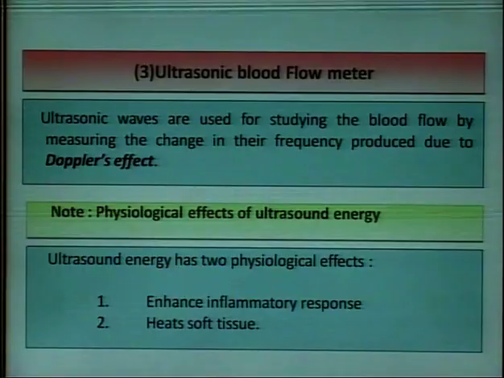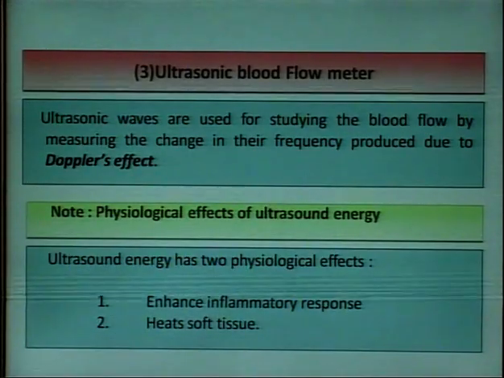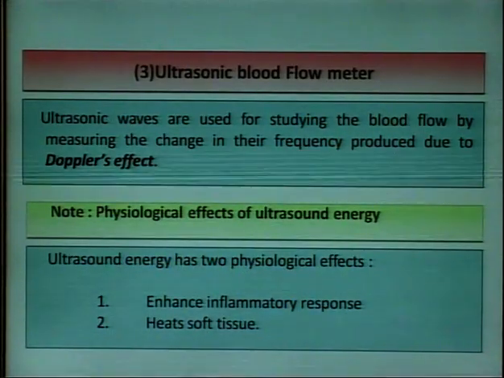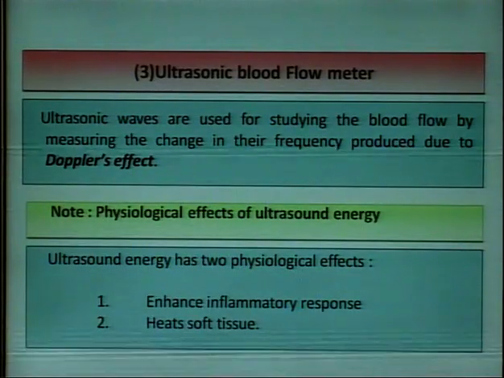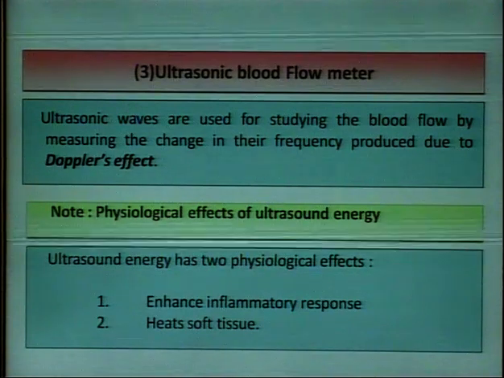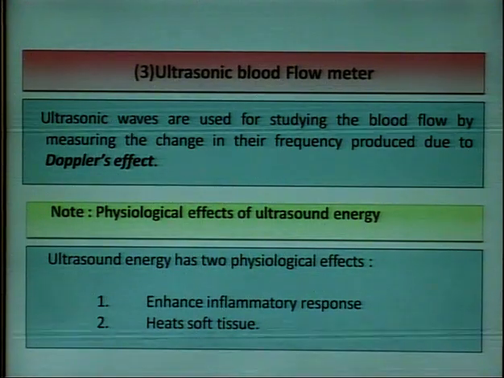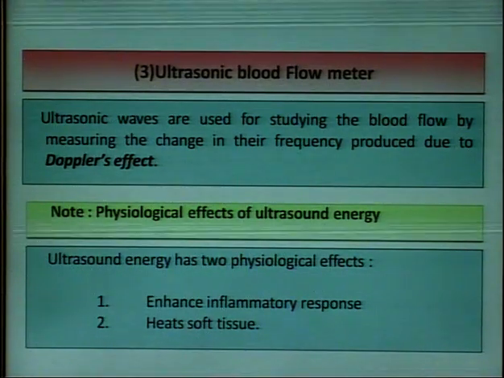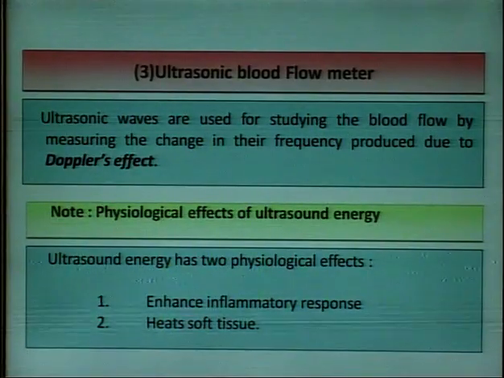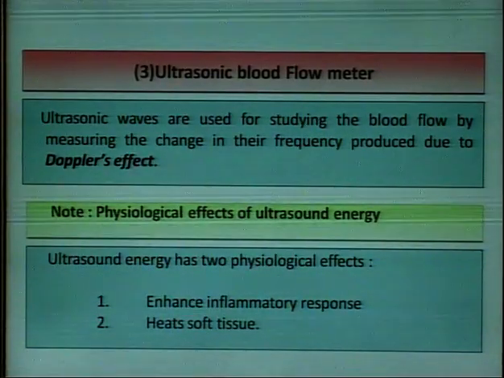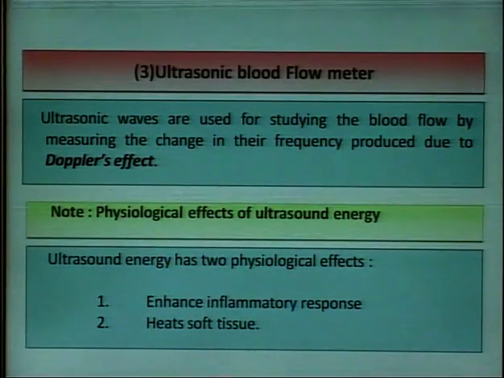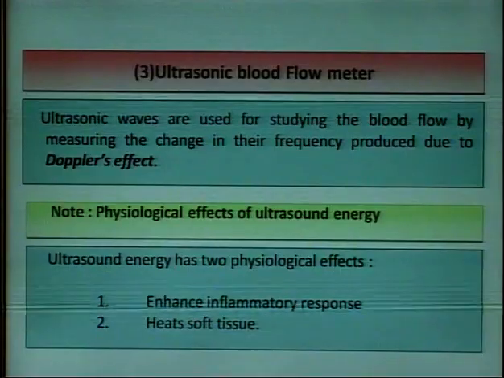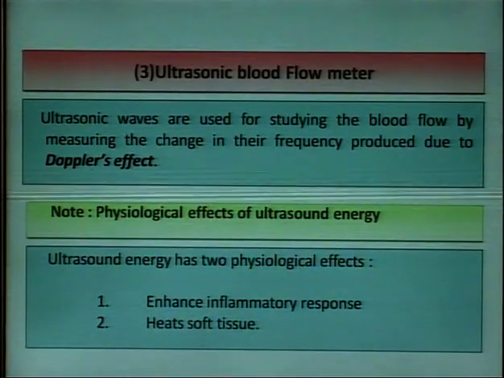The next application is the ultrasonic blood flow meter. Ultrasonic waves can be used for studying blood flow by measuring the change in their frequency produced due to the Doppler effect. The physiological effects of ultrasonic energy are mainly two: an enhanced inflammatory response, and it heats the soft tissues.